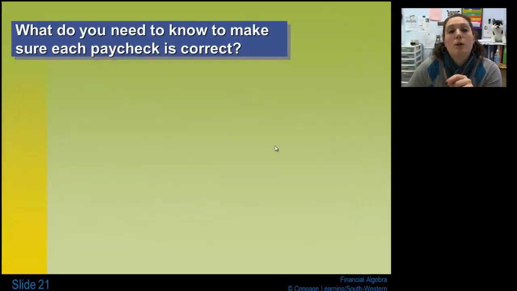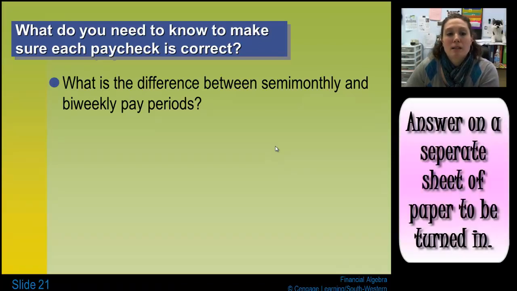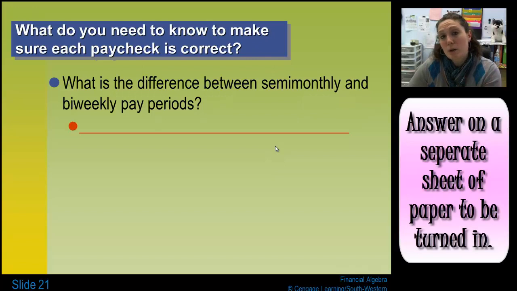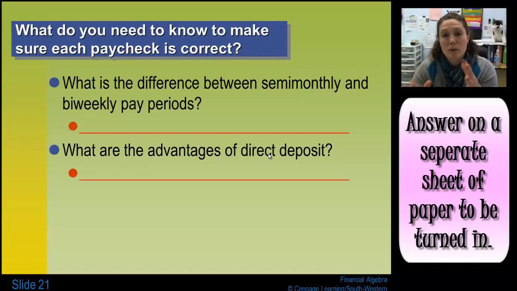So what do you need to know to make sure each paycheck is correct? What is the difference between semi-monthly and bi-weekly pay periods? So go ahead and explain this. This you need to turn in on a separate sheet of paper. What are the advantages of direct deposit? I just talked about that as we were going over it. So give me some of the advantages of having direct deposit.